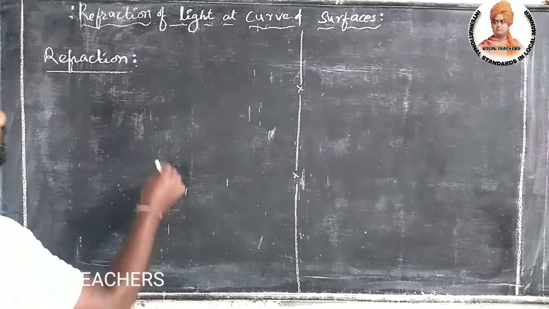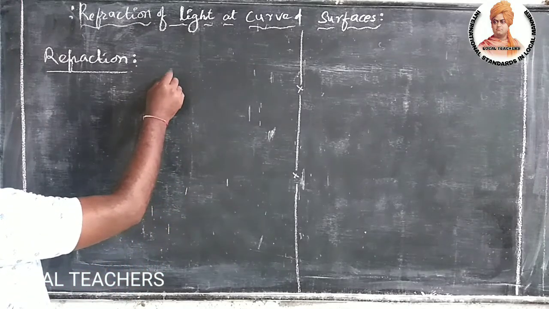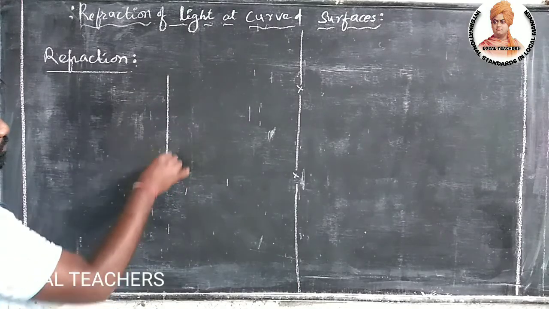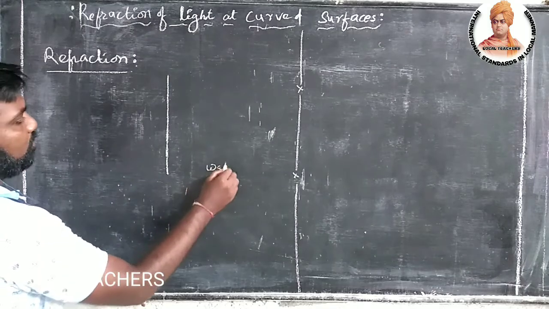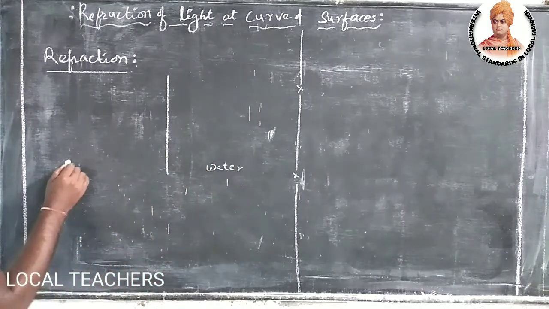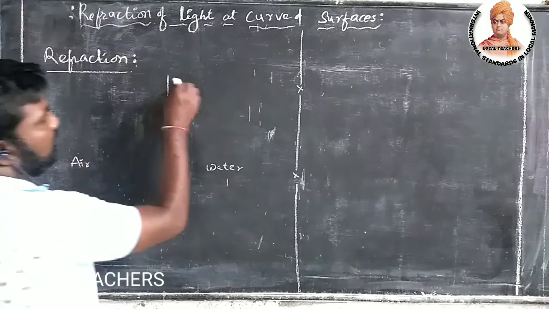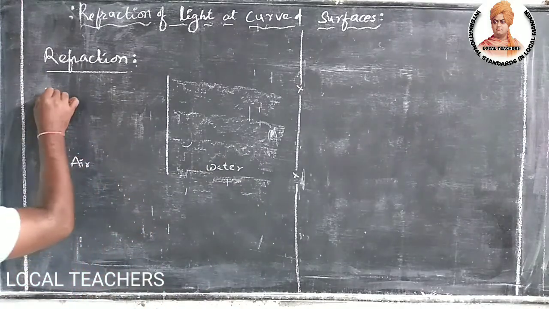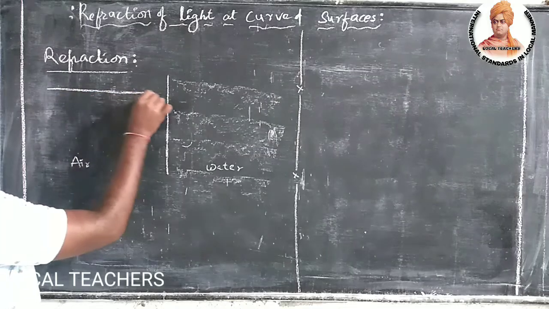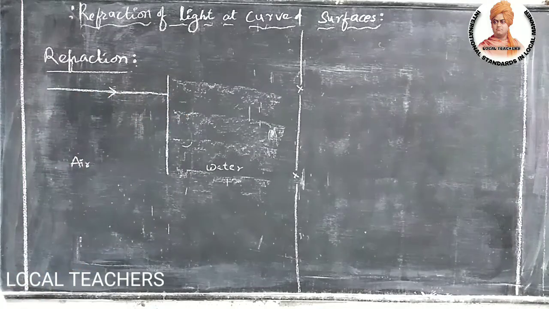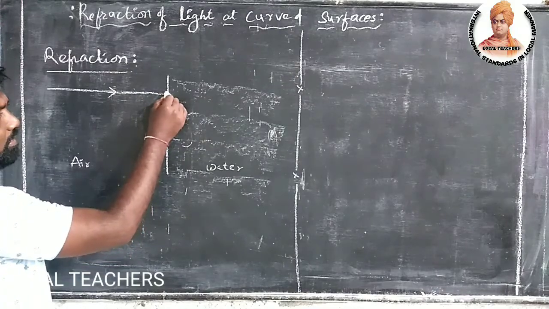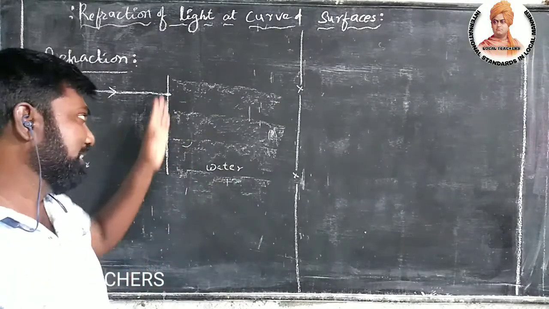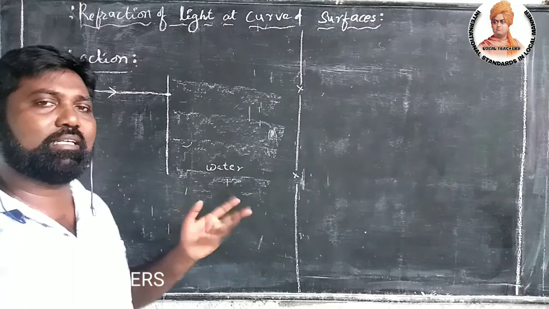Here we are considering two mediums. This is the interface. This line separates the two mediums. Here we are considering water, and here we are considering air. These two are different mediums. So consider the light is coming in this direction. When it is incident on the interface, which separates two mediums, the edge line between the two mediums is called the interface.